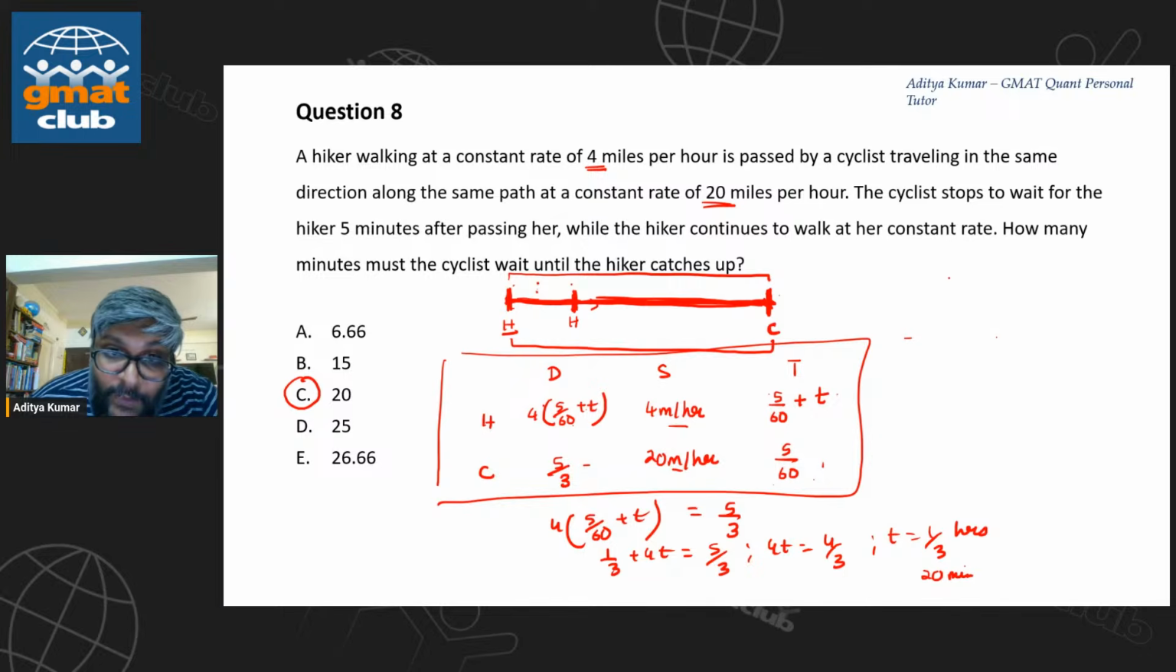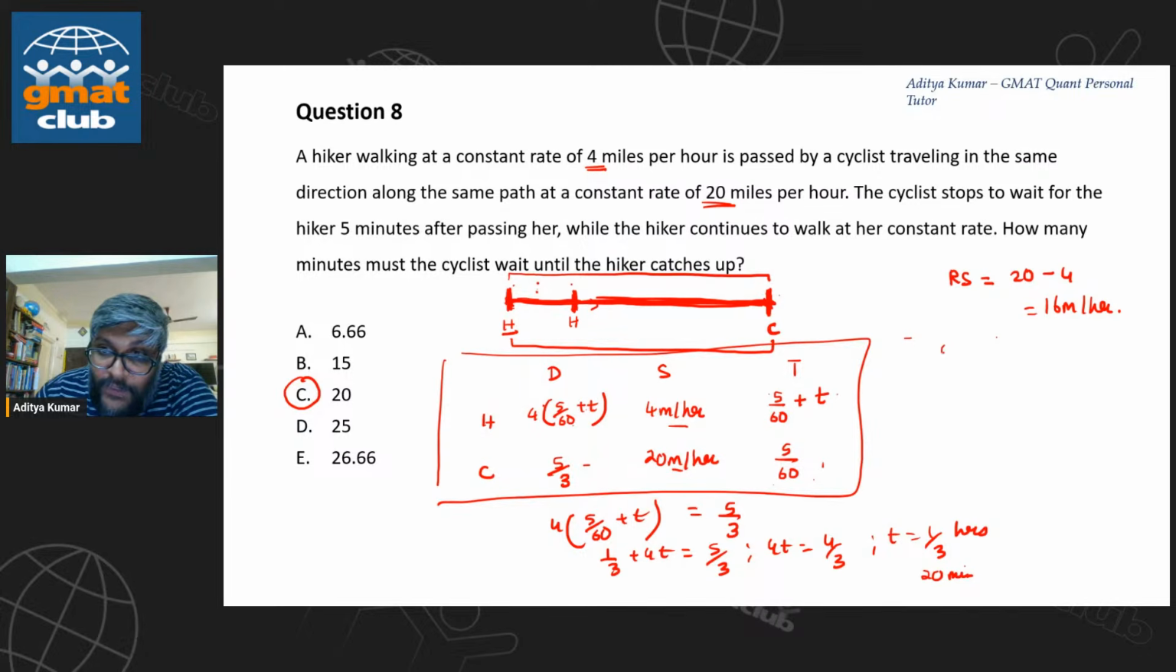Absolutely. Somebody said you can find the relative speed. What is the relative speed here? As soon as the cyclist passes the hiker, I know both the hiker and the cyclist are moving simultaneously. So I can find out the relative speed here. What is the relative speed? The relative speed would be the difference between the two speeds. That's 20 minus 4, which is 16 miles per hour.